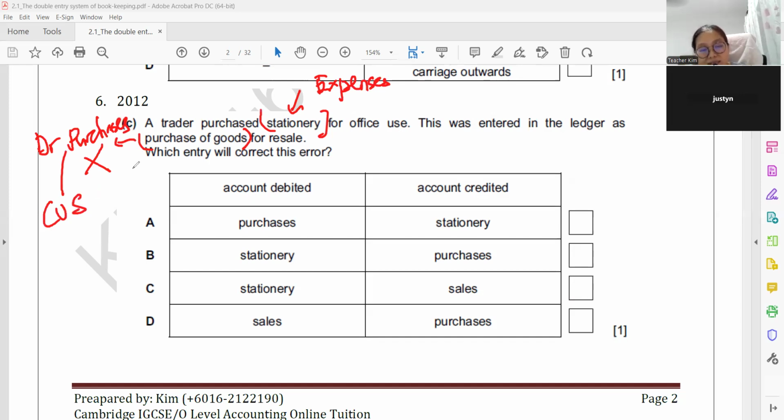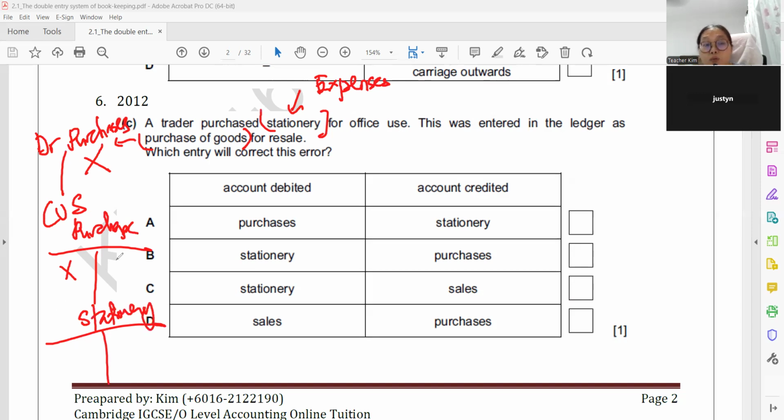So how do you want to adjust this error? Purchases account was wrongly put in here. This is wrong. And stationery account by right should be debit. Forgot to put it in. So how to adjust the error? Okay, your answer, you debit stationery, you credit purchases, correct. You reverse it into here. The answer is correct. Okay.